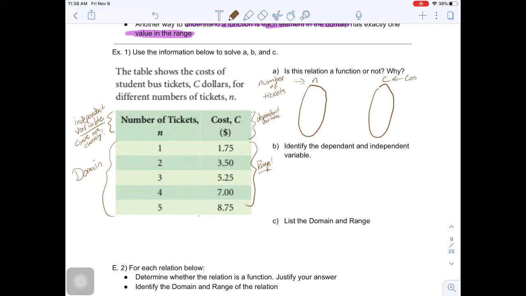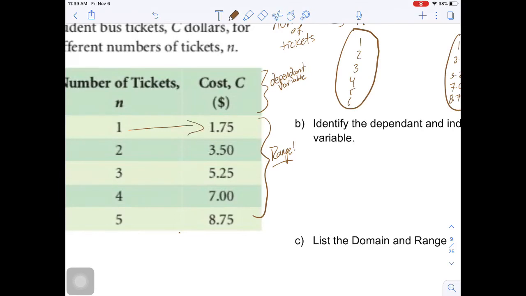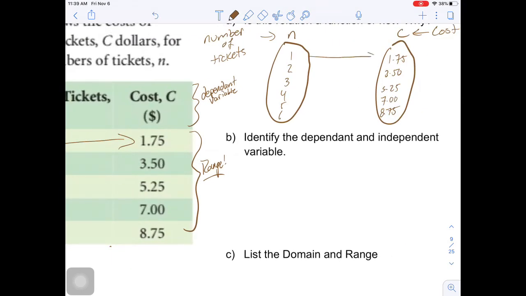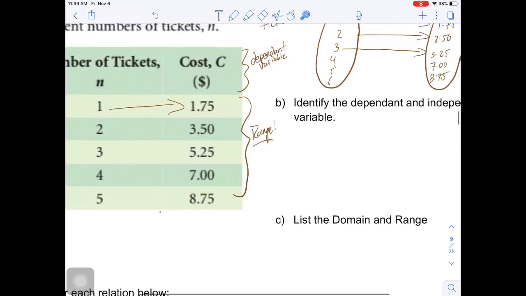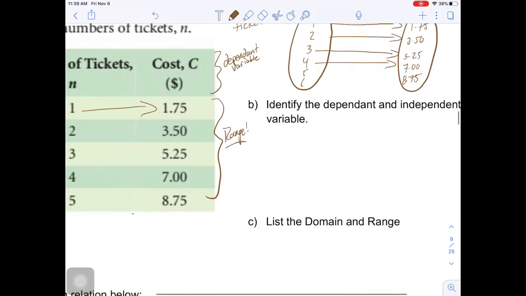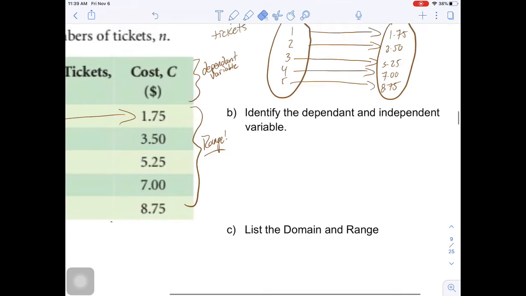And this is the cost. Okay, and we have 1, 2, 3, 4, 5, 6. Then $1.75, $3.50, $5.25, $7, and $8.75. Here we can see if we list these up, when we have one ticket, it costs $1.75. 2 tickets cost $3.50. 3 costs $5.25. Okay, 4 is $7. And then 5 is $8.75, and we actually didn't have number 6 represented in our domain.